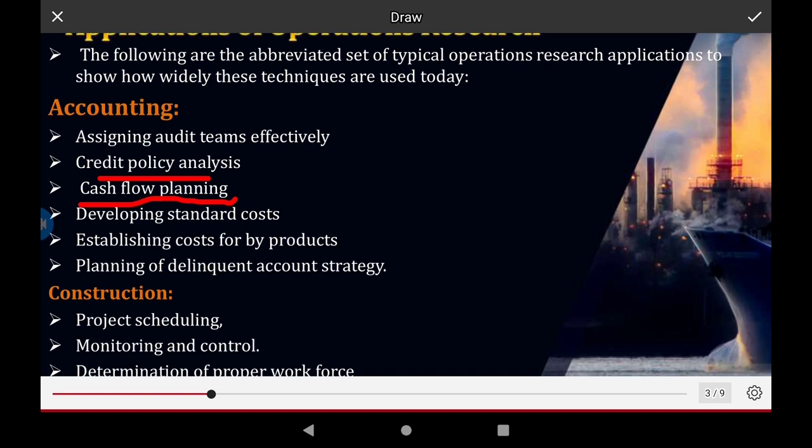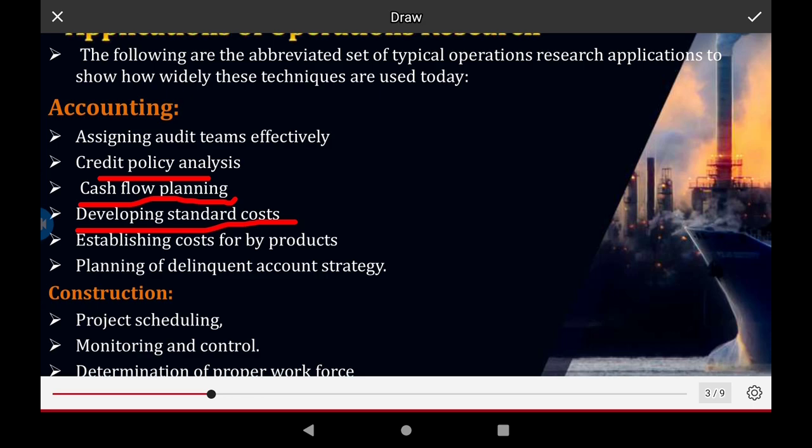The next option is developing standard costs. Operation research helps develop standards of cost, and some advanced methods, techniques and procedures for the flow of cash systems, and makes them very standardized.